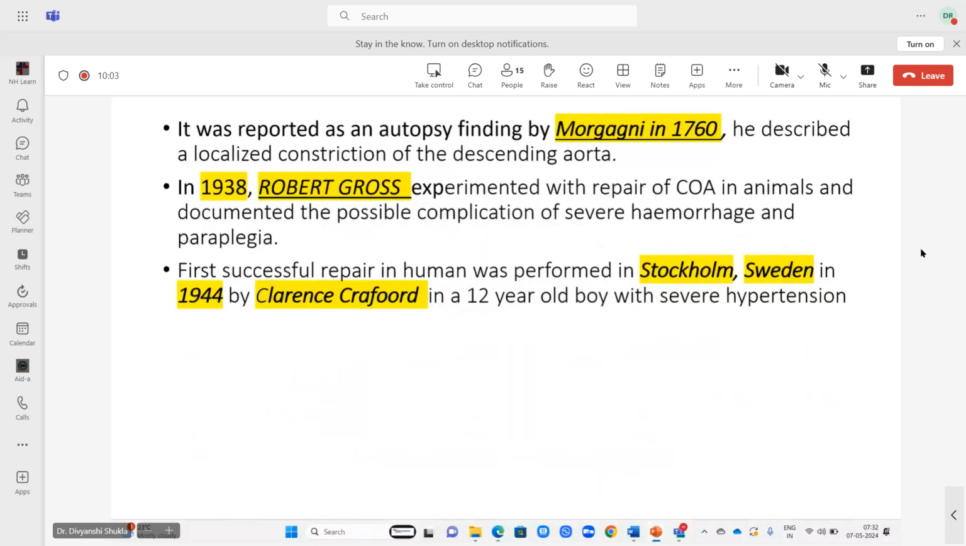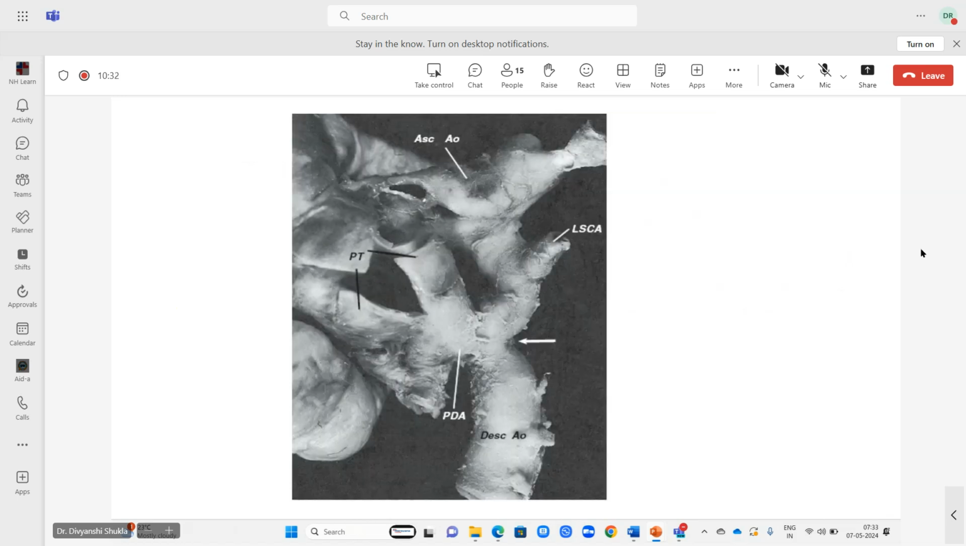It was reported as an autopsy finding by Morgagni in 1760. He described a localized constriction of the descending aorta. In 1938, Robert Ross experimented with the repair of coarctation of the aorta in animals and documented the possible complications of severe hemorrhage and paraplegia. The first successful repair in a human was performed in Stockholm, Sweden in 1944 by Clarence Crawford in a 12-year-old boy with severe hypertension.